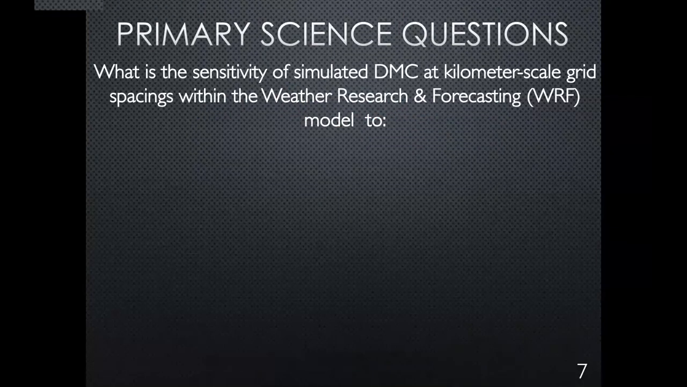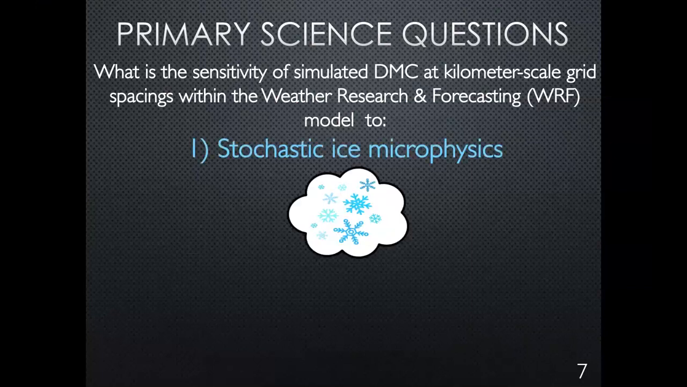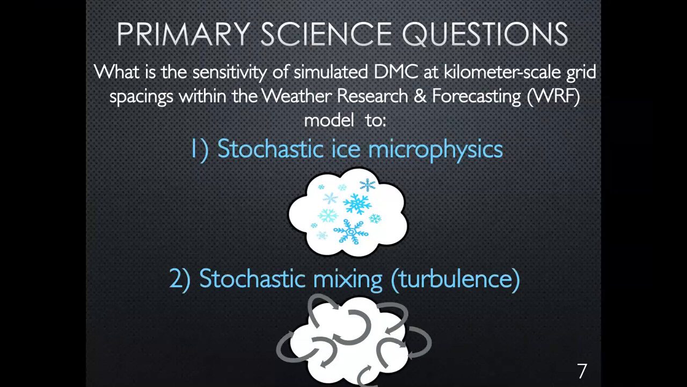So that leads us to our primary science questions, which are what's the sensitivity of simulated deep moist convection at kilometer scale grid spacings within the WRF model to stochastic ice microphysics and to stochastic mixing or turbulence. And specifically, we'll be considering horizontal mixing, and vertical mixing is not considered in a stochastic framework here.